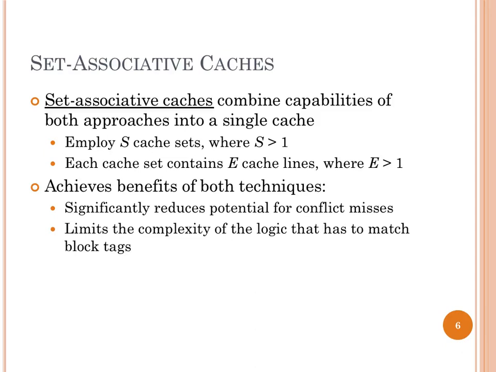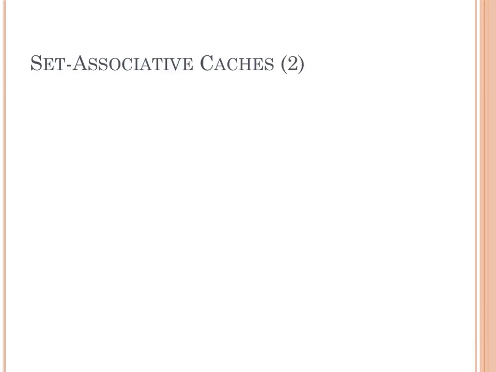So you could imagine that having 4 lines per set or 8 lines per set and having a large number of cache sets could dramatically reduce the possibility of having conflict misses. That's been the observation, and it's worked really well in practice.